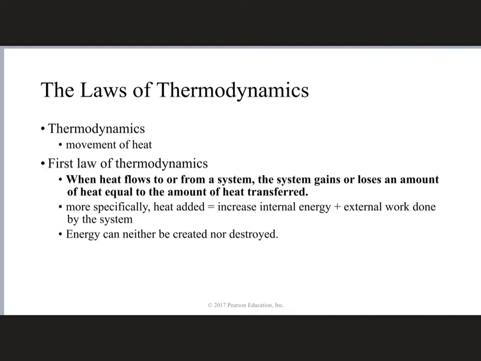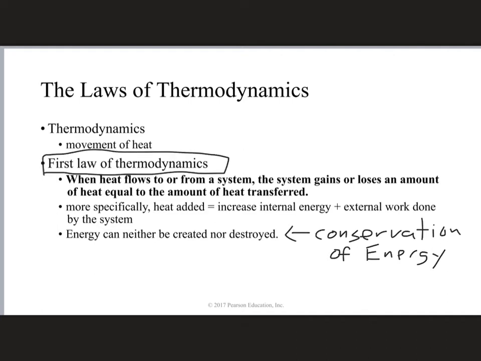object to another object. And so the first law of thermodynamics says this: when heat flows to or from a system, the system gains or loses an amount of heat equal to the amount of heat transferred. More specifically, the heat added is going to equal increased internal energy plus external work done by the system. And this is really a consequence of the law of conservation of energy, which says that energy can neither be created nor destroyed. So really, the first law of thermodynamics is essentially the law of conservation of energy with heat as one of the forms of energy.